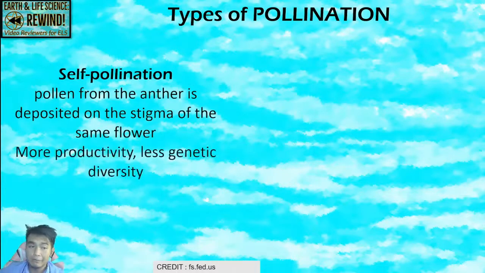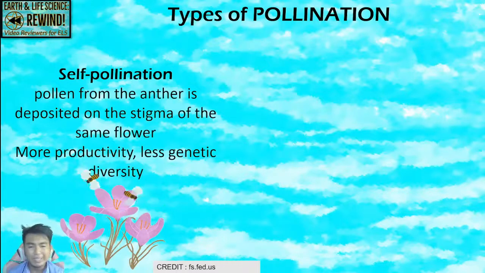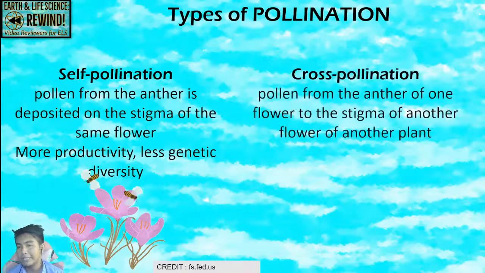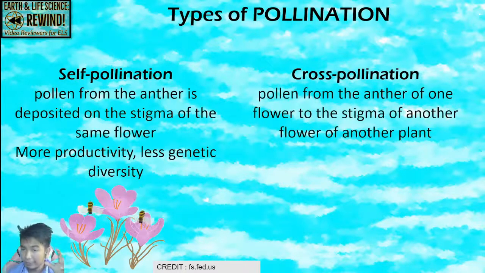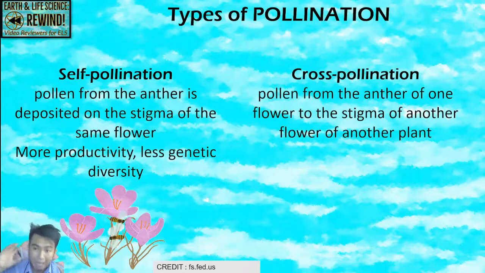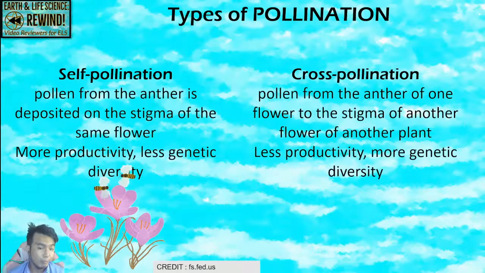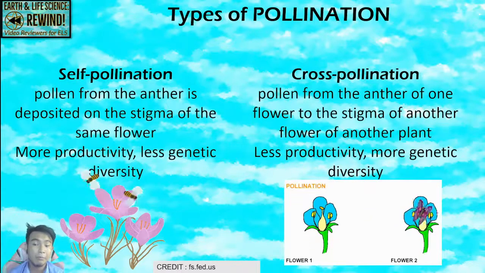Pollination can be self-pollination, meaning the pollen from the anther is deposited on the stigma of the same flower. So one plant with different flowers can be possible for pollination. It's productive but less genetic diversity, meaning the plants are almost identical. Cross-pollination is when the pollen from a flower is transferred to the stigma of another flower of another plant. Two or more plants are needed for cross-pollination. Less productivity but more genetic diversity.